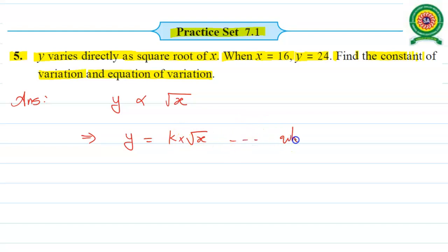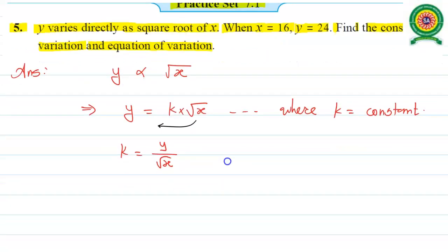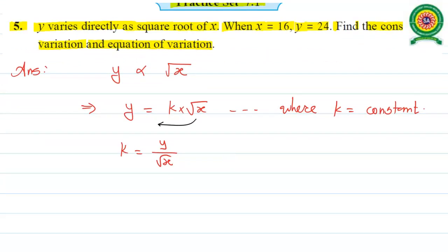Okay, so here k is the proportionality constant, or just a constant. Now, for finding the value of k, try to shift the root of x from the right-hand side to the left-hand side. Root of x is the multiplier; after shifting, it becomes a divisor to y. That means the value of k is y divided by the square root of x.